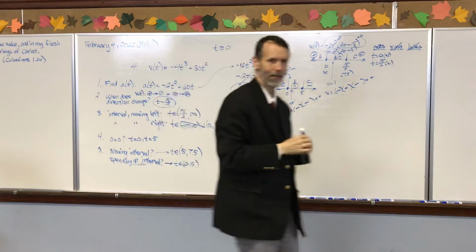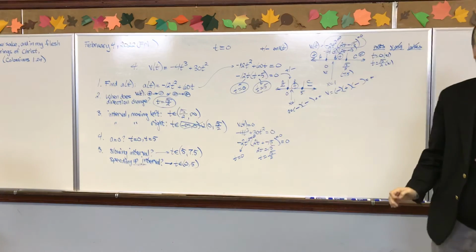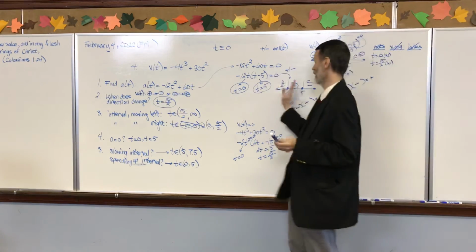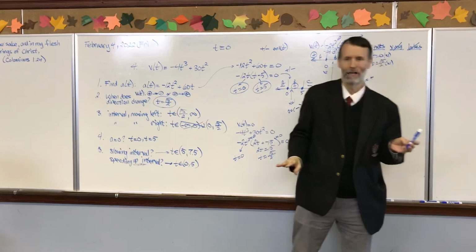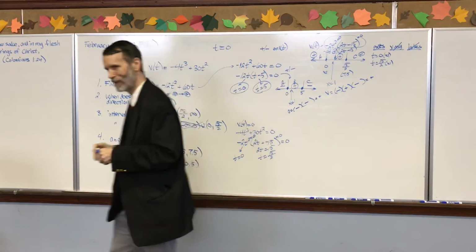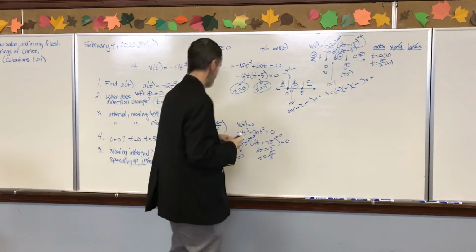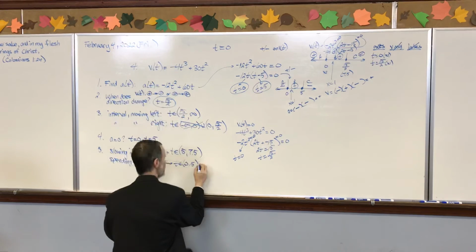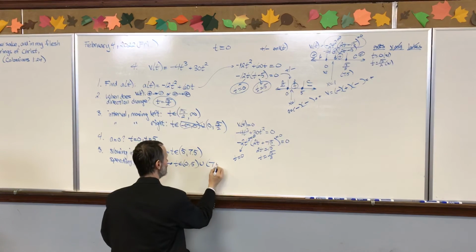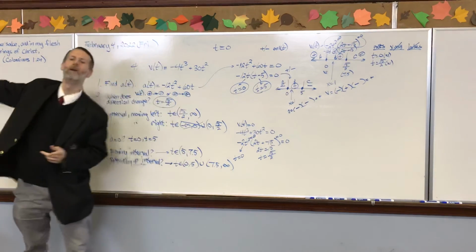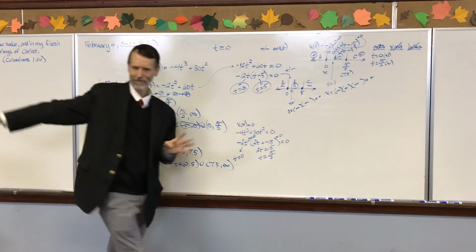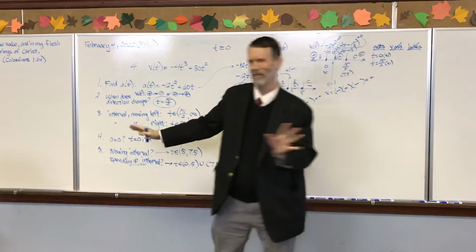Is there anywhere else where it starts speeding up? In the interval where we care, so don't worry about the negatives. No. It's also speeding up from 7.5 to infinity. Correct. So union from 7.5 to infinity, because it's accelerating backward to the left. Does that make sense? Are we getting this?